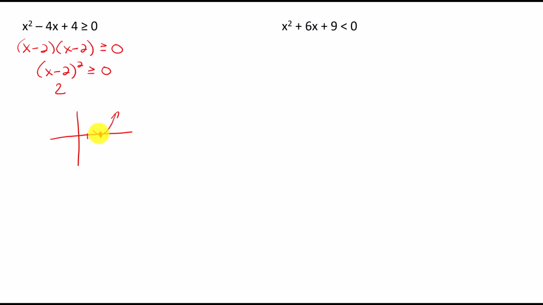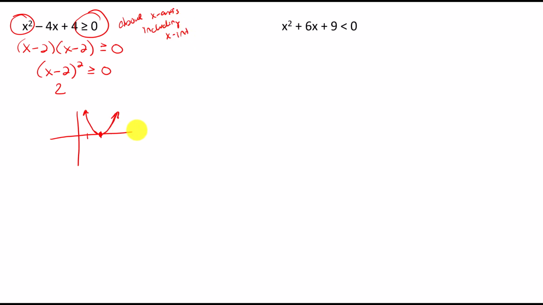So my graph is going to look basically like that because it opens up. Okay, so it opens up, which is why I drew it that way, and that's the only x-intercept too. So now you have to look at your question. Your question is, when is this graph greater than or equal to 0? So above the x-axis, including the x-intercept.